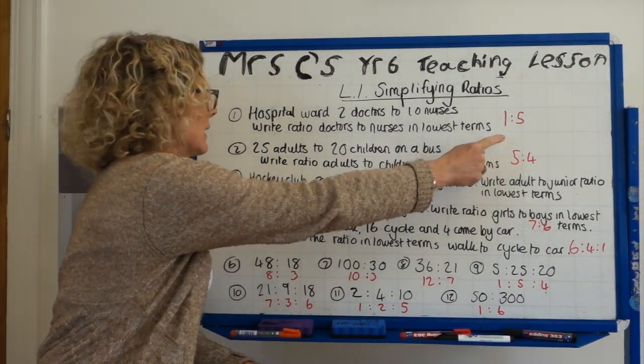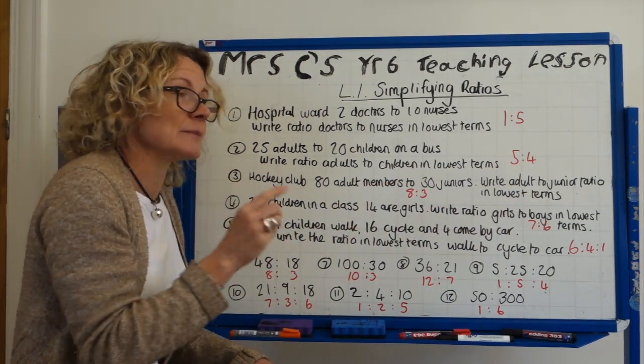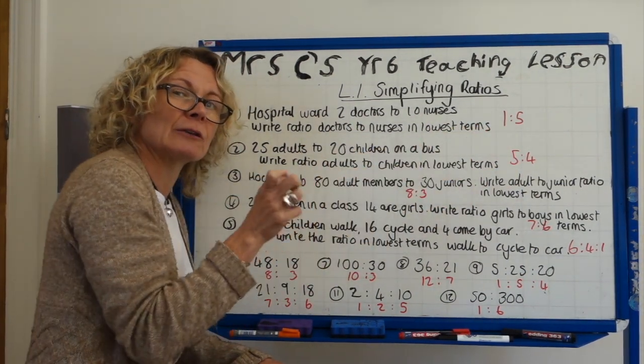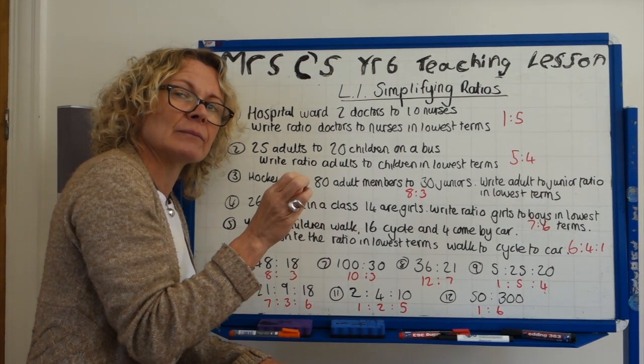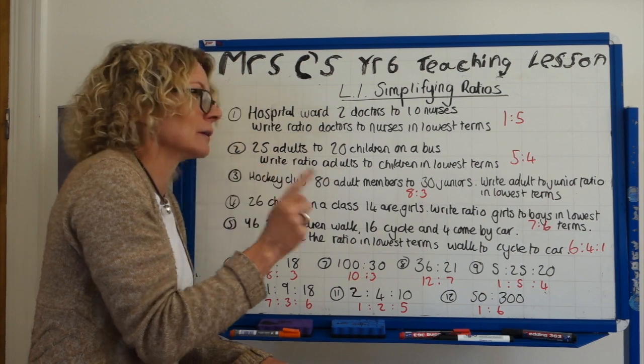Here are the answers for yesterday's simplifying ratio problems. Number 1 was 1 to 5, number 2 was 5 to 4. These are all in the lowest terms, so if you've got them wrong you might not have cancelled them down. So just check that and modify your answer if you've not got the absolute answer.